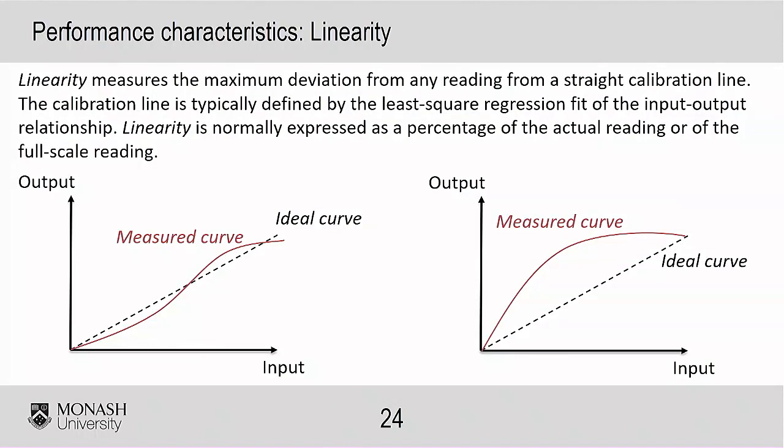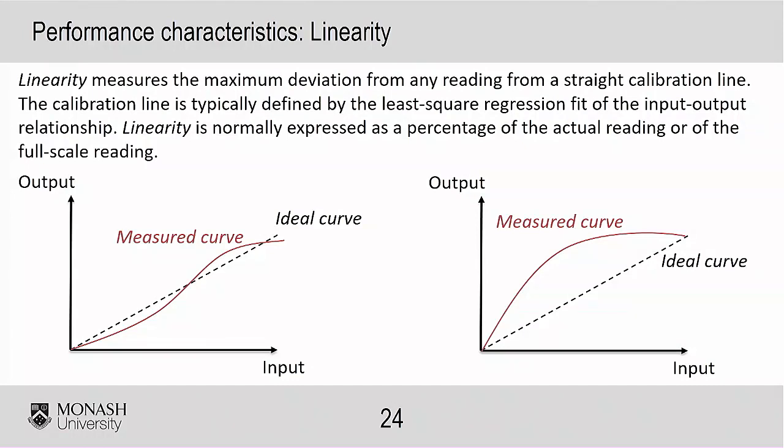Linearity is something that we discussed before when we were talking about nonlinear gains and also calibration. So sometimes we can assume a sensor to be linear even if it is a little bit nonlinear, depending on the accuracy that you require. So linearity essentially measures the maximum deviation from the reading from a straight calibration line or from whatever calibration line you may have applied, generally straight. And then it's normally expressed as a percentage of the actual reading or the full-scale reading. So if we look on the left here, we have an ideal curve. This dotted line might be our transfer function, for instance. And then the actual measured curve here is our red line.